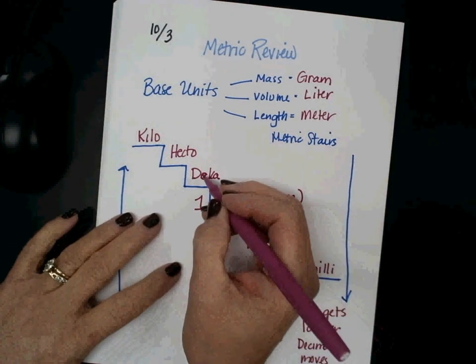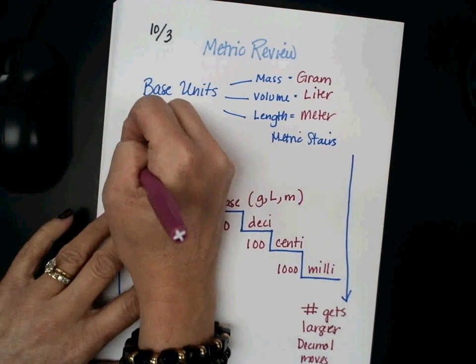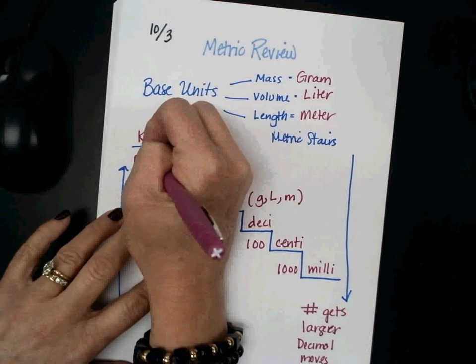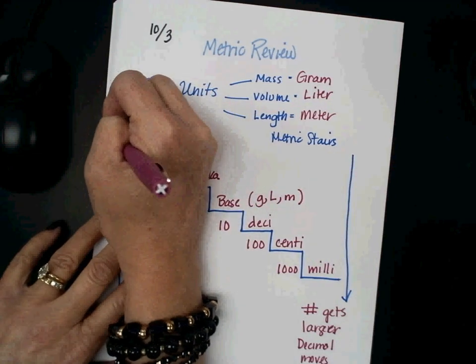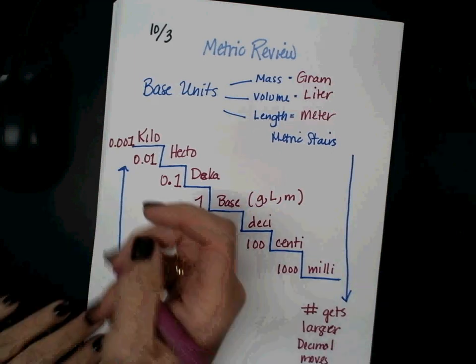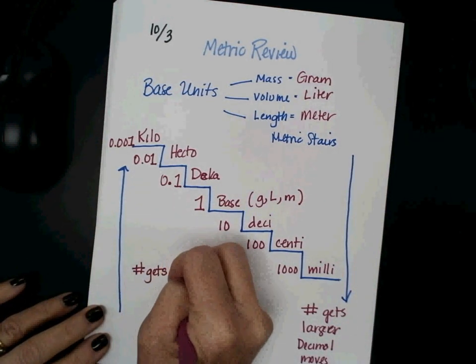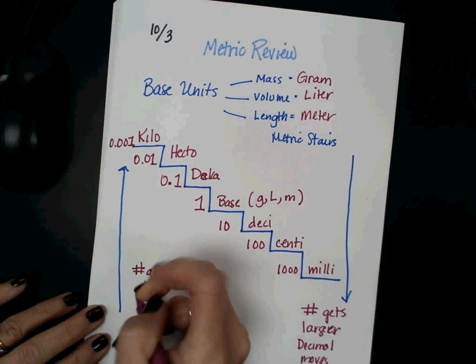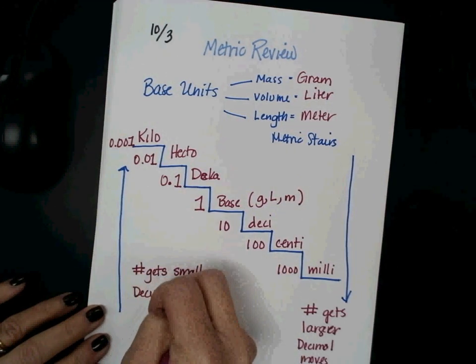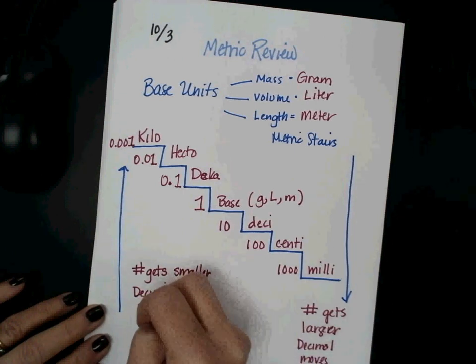As I move up the stair steps, watch what happens. It's all based on tens, powers of tens, but as I move up, my number is no longer getting larger, it's getting smaller. So I can say my number gets smaller, my decimal moves left.